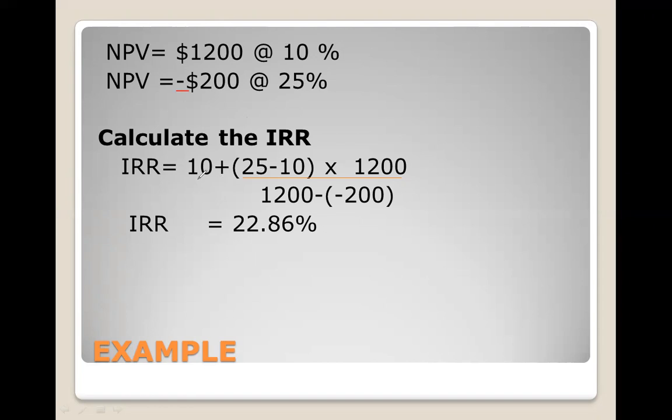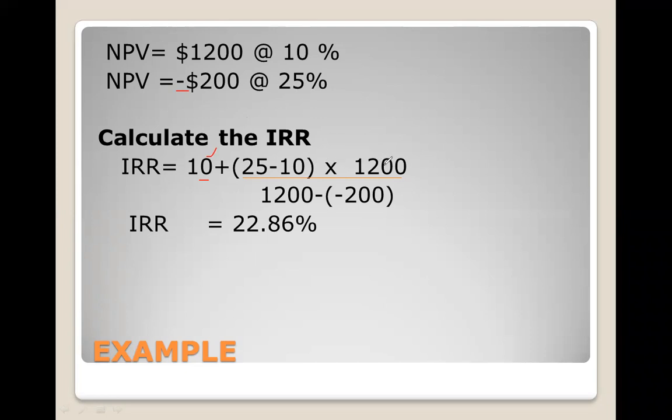Apply the formula. We start with this one. This is the rate that is giving us a positive NPV, which is 10%, so we just write 10. In this case, we are done with that. Then we move on to DR, which is the difference between the two rates, 25 minus 10. This is the difference between the two rates.